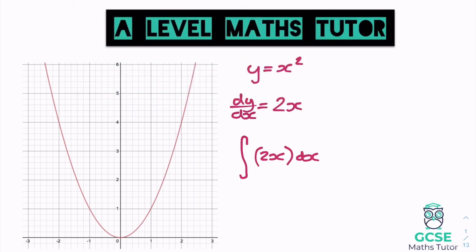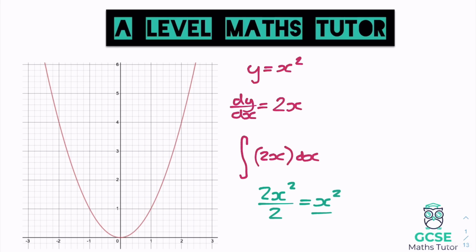So as we've said, we're going to increase the power. At the moment, the power of x in 2x is a power of 1. So if we increase that, it becomes 2x squared. And then rather than multiplying the coefficient by that power, we're going to divide the coefficient by that power. And the power is 2, so we're going to divide it by 2. And you'll see when we do 2x squared divided by 2, we get back to that original x squared that we had up the top there.